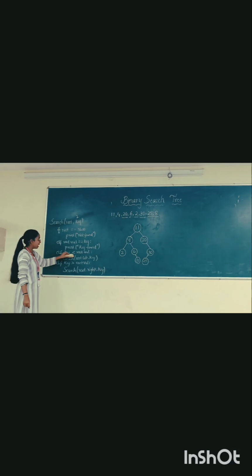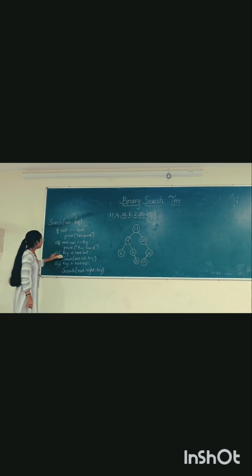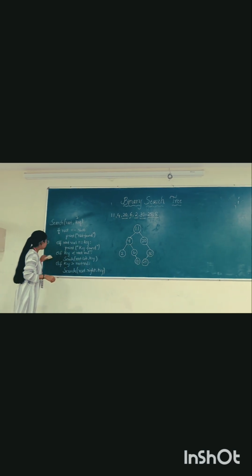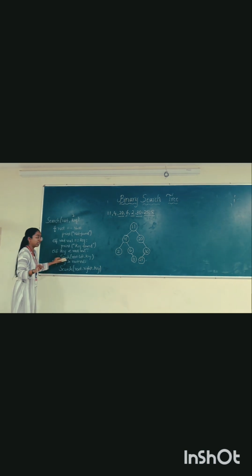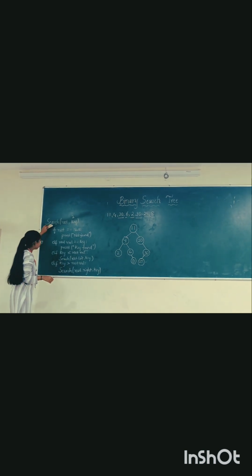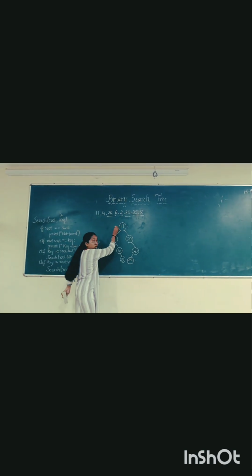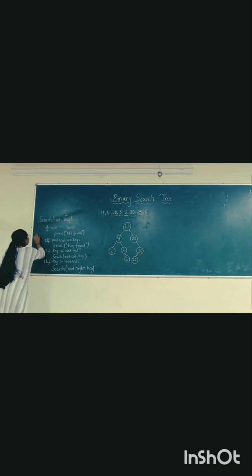If key is less than root value or key is greater than root value. Key 2 is less than root value 11. Yes, so again we'll go into the search of root dot left. We're calling the search function and going to the root dot left. This is the root and root dot left is the 4th element. Again, we'll go to the function.